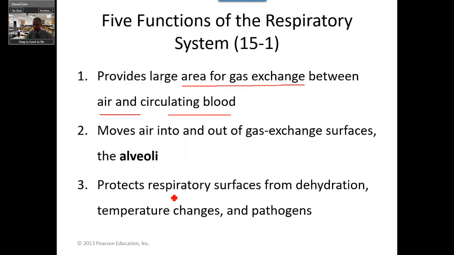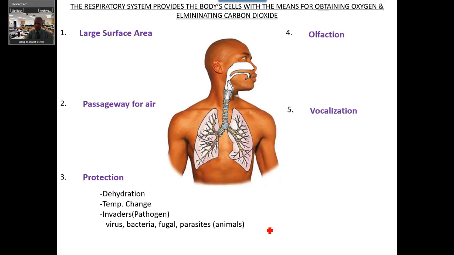Then protection. Protecting you from dehydration, temperature changes, pathogens. The next slide, I'm going to elaborate on these 3. Now, large surface area for gas exchange, passageway, so here's the passageway of air, and then the exchange with the blood, and picking up oxygen and or dumping off oxygen, picking up carbon dioxide. So dehydration, temperature change, invaders, that's pathogens, that's viruses, fungus, bacteria. This could be or parasites, any microscopic animals.